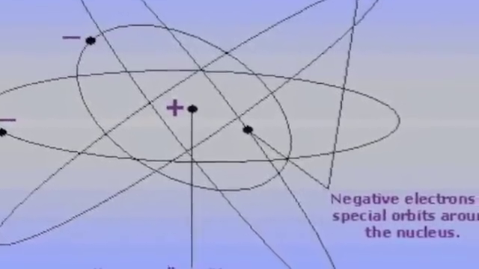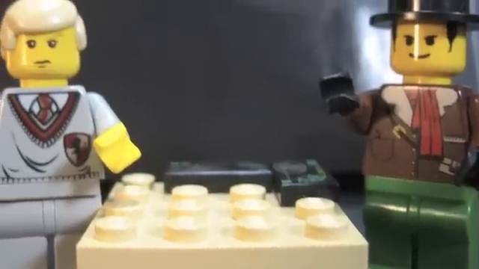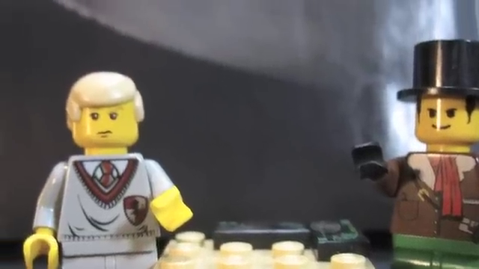In his planetary model of the atom, Rutherford stated that the atom had a positively charged nucleus in the center with electrons orbiting around it. Although this discovery was monumental, a new question arose. What comprised the nucleus? This question would be answered by Rutherford's colleague, James Chadwick.